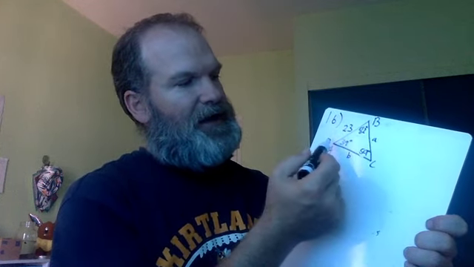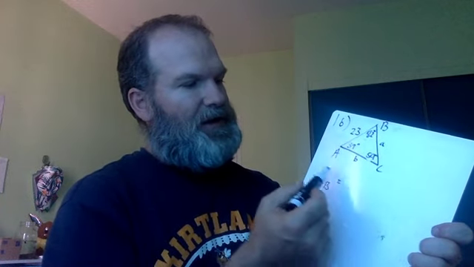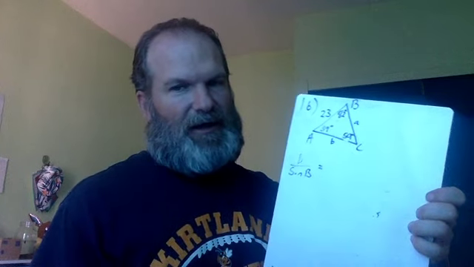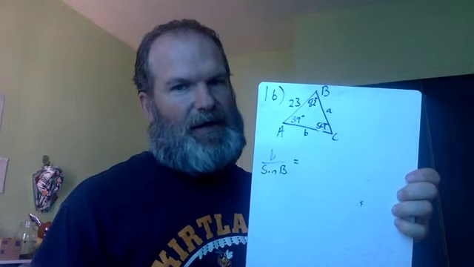We don't know side A, so we can't use 39 degrees and another variable A. If we have A and B and we don't know what either one of them are, we're not going to be able to solve for them. That's the thing about algebra. You can only solve for one variable at a time, unless you have systems of equations, which we're not doing here. All right, so it's 23 over sine of 59.